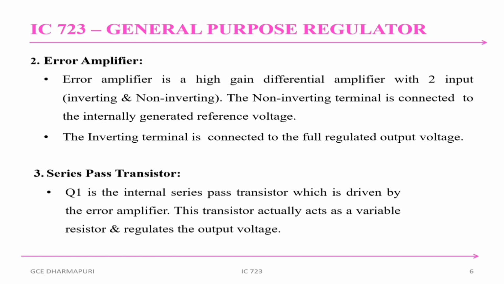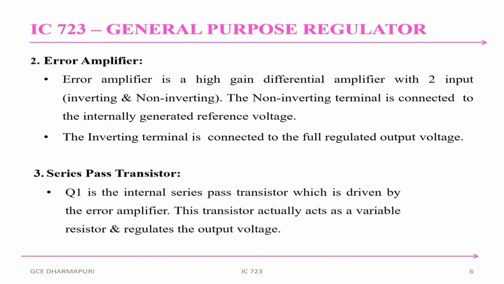So next functional block is the error amplifier. The error amplifier is a high gain differential amplifier with two inputs, inverting and non-inverting terminals. The non-inverting terminal is connected to the internally generated reference voltage. Then the inverting terminal is connected to the full regulated output voltage, plus V0.